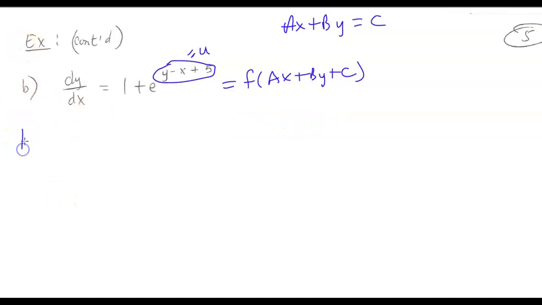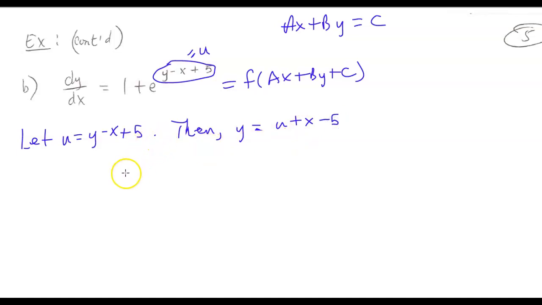So we're just going to say let u equal y minus x plus 5. And then afterwards, we'll find out what u is, find out what y is, and find out what dy over dx is. Okay. So u is going to be y minus x plus 5. So if we solve for y, then y is going to be u plus x minus 5. Okay.